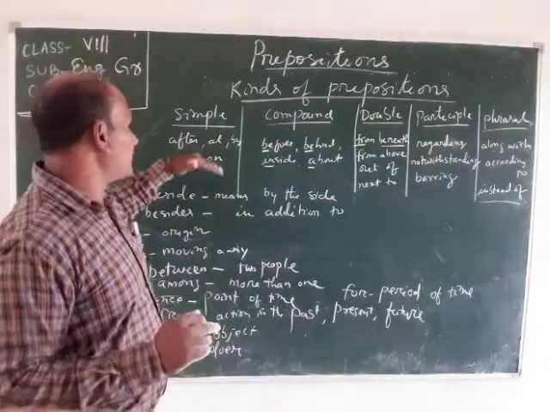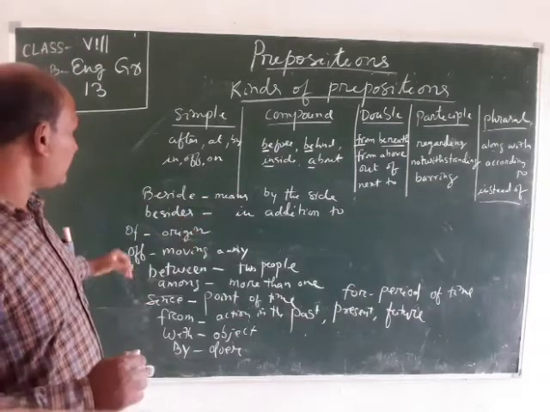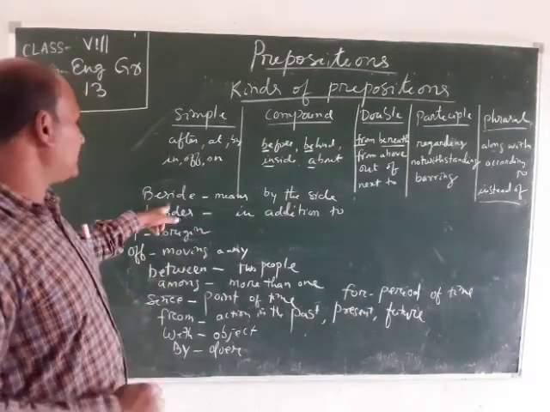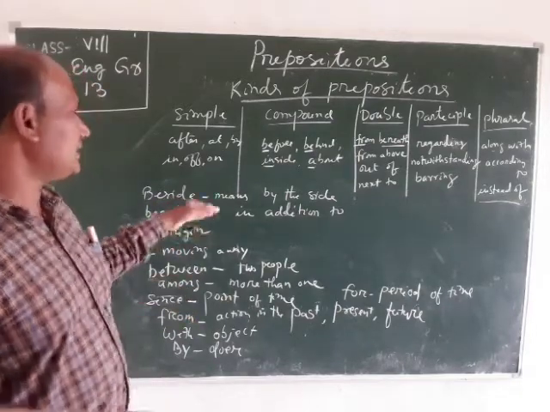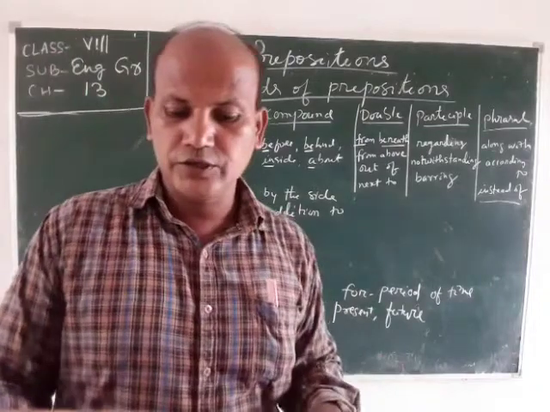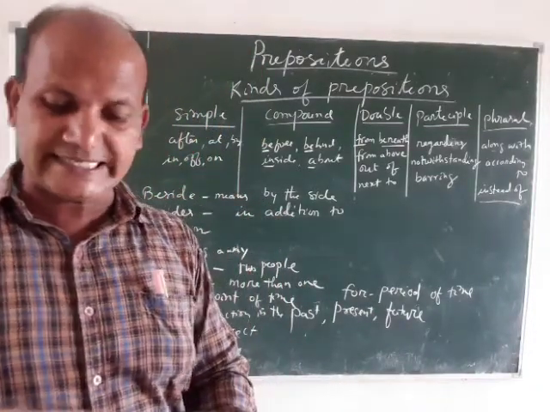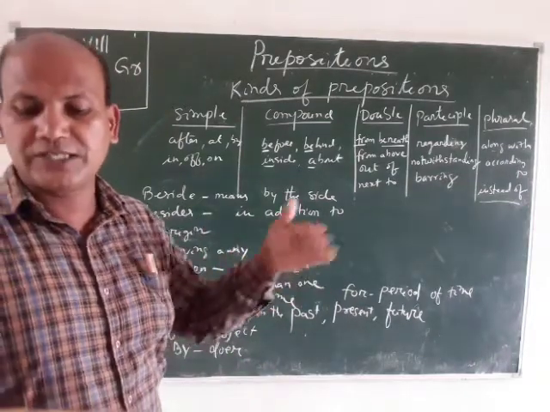But you have to know the different types of prepositions. It's clear. Now let's see about different types of preposition, how to use, like beside and besides. Beside means by the side, and besides means in addition to. Did you understand? The two prepositions, how to use, let's discuss. Beside means by the side. The puppies kept beside their mother.